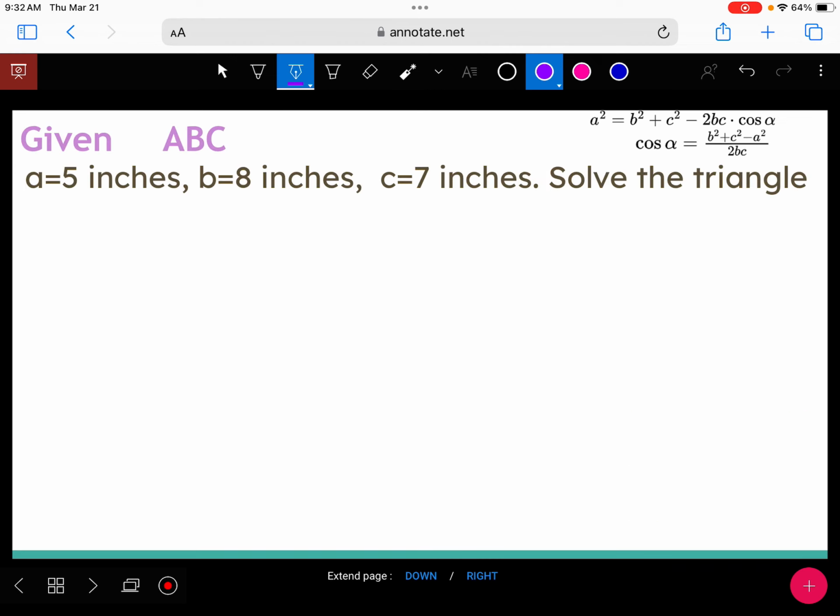Okay, this one, we're given a triangle ABC, and it just says solve the triangle. So we can now mix and match. It doesn't say we have to solve with law of cosines. Yay! So we're going to start with drawing a picture because I find it very helpful. You do not have to draw the picture. I just think it's really helpful.